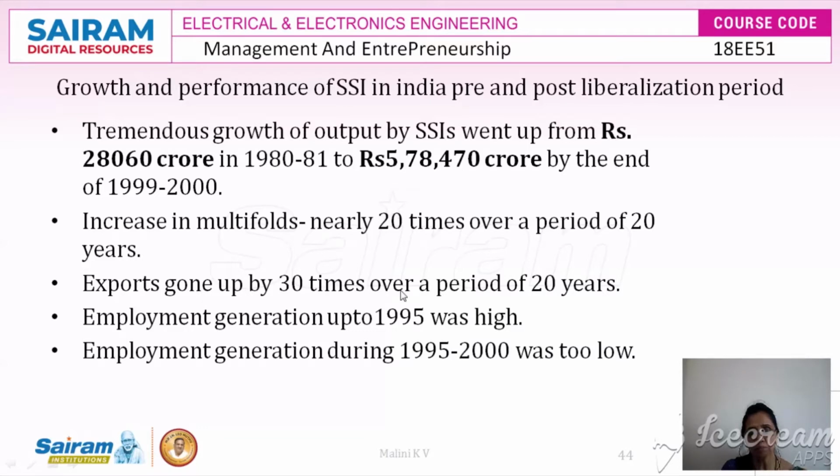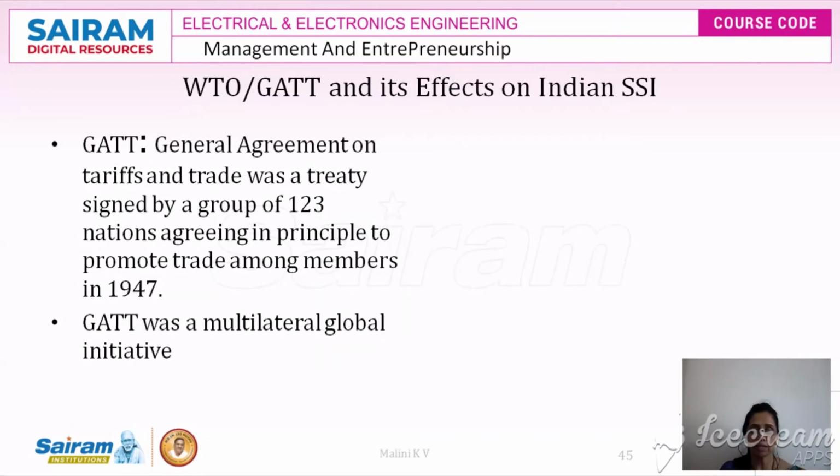and exports went up by 30 times over the period of 20 years, and with the export and import market, the employment generation went up to scalable limits, that is it went very high in the year 1994 to 1995. If we observe the employment generation in the year 1995, it recorded an all-time high, and then the employment generation during 1995 to 2000 was very low. So during the year 1991 to 1995, we could see that the improvement that happened in the SSI sector really gave a boon to employment generation as well, and it directly impacted the local industries, and it also brought in good technology as well as the market.